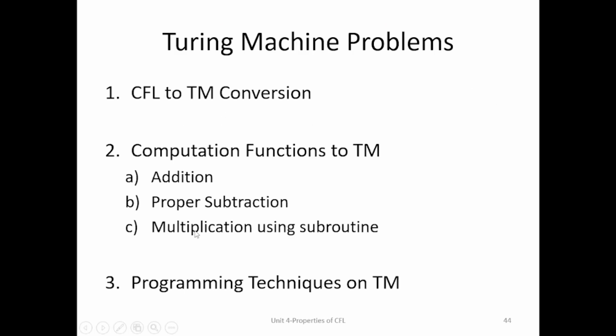And these are the main topics which will be covered in Turing machine problems. The first problem is conversion of context-free language to Turing machine. And the second one is computation of functions. So I already told the Turing machine definition. A Turing machine is a mathematical model which is used to define a language and also used to compute integer functions. So these first two points are the explanation of those definitions.